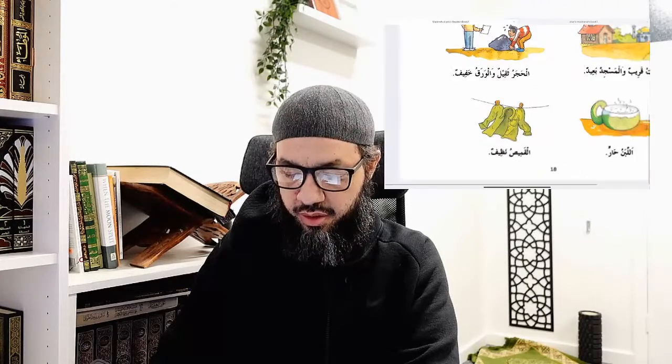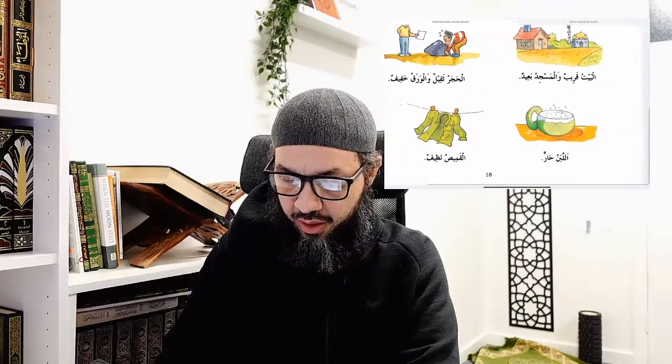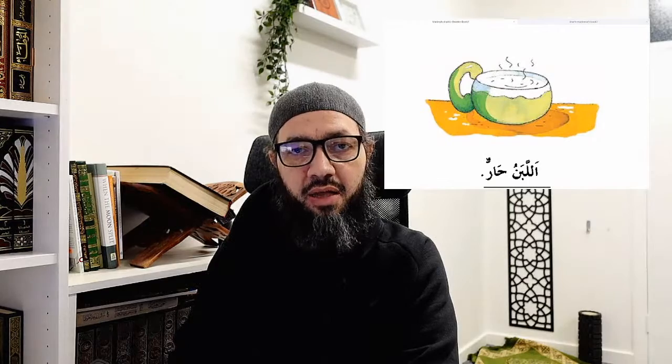And then you have a shirt just been washed on the clothes line. Al-qamisu nadhifun. Go over here. What have you got? Milk. It looks hot. You see the smoke coming out. Al-labnu harrun. And then last one. Two things again: a house and a masjid. Al-baytu qaribun wal-masjidu ba'idun.